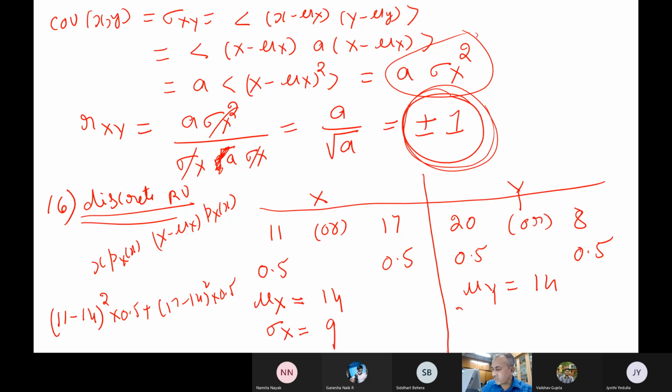Now in the second case, it will be simply 20 minus 14 whole square into 0.5 plus 8 minus 14 whole square into 0.5. So this turns out to be 6 actually, the standard deviation. The variance will be 36. Sorry, the variance here is 9, so sigma x square is 9, whereas here sigma y square, 36, will come. So these are the individual variances and individual means.